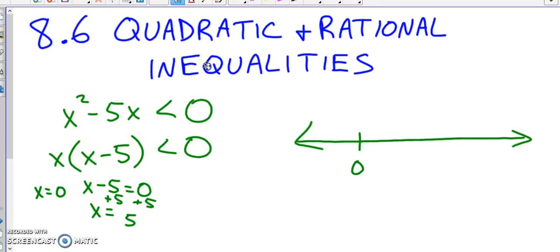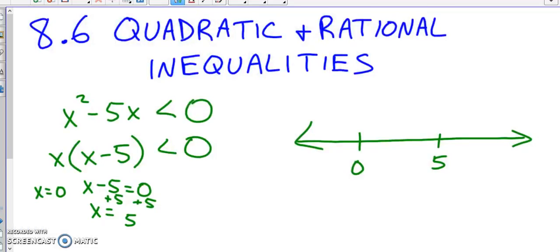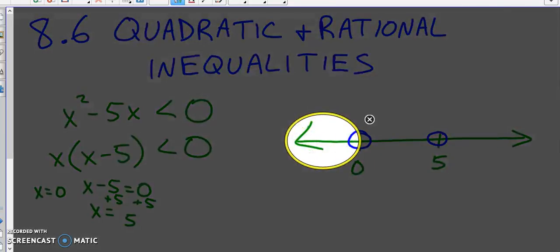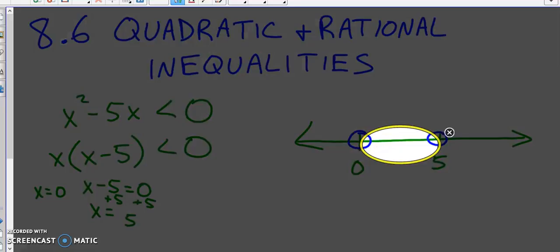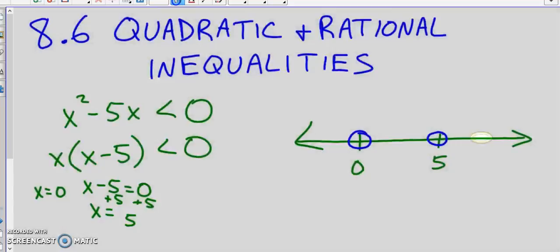So I'm going to put 0 on there, and I'm going to put 5 on there. And then I'm going to look at this inequality. Since that's less than and not less than or equal to, I'm going to put open circles on my number line. And what you have here is the number line split into 3 regions. You've got this left region, the middle region, and this other region to the right.